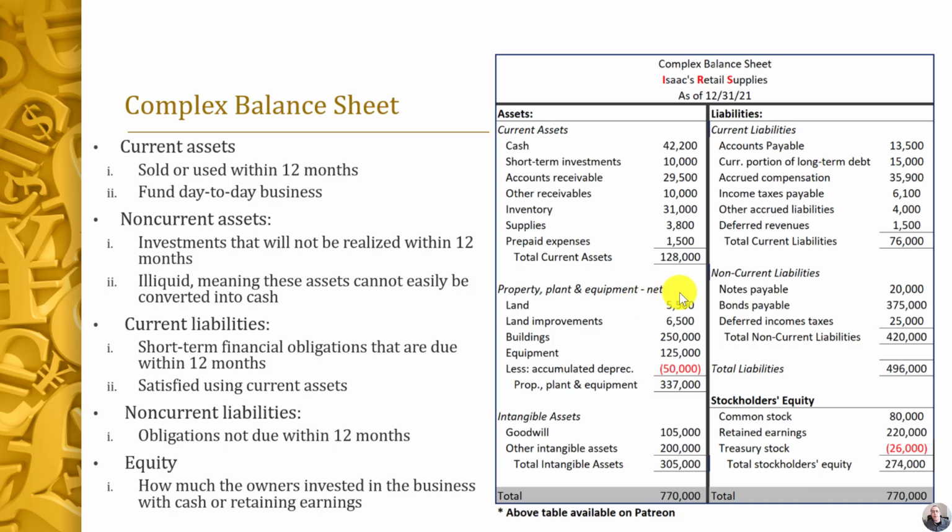The gross amount of our CapEx is $5,500 plus $6,500 plus $250,000 plus $125,000. That's a gross amount. We have to minus depreciation of $50,000. So the net amount is $337,000. That's the value of these assets according to our balance sheet.